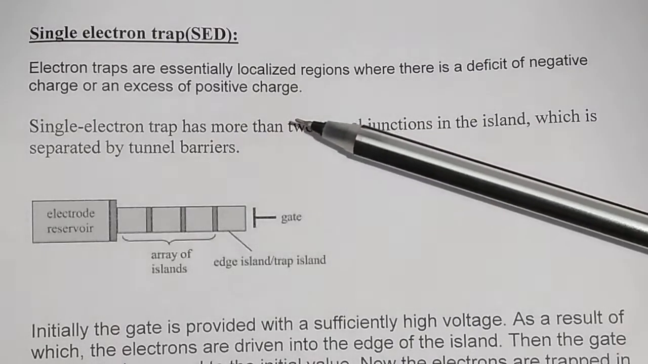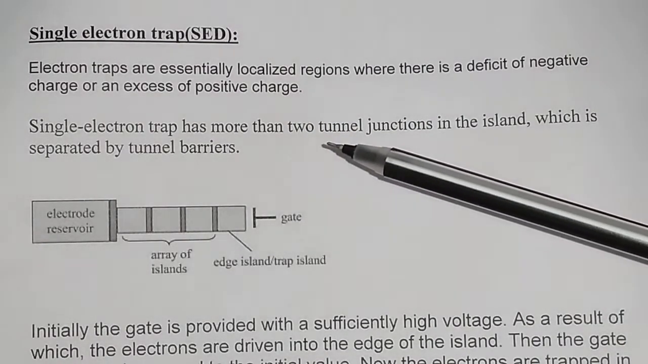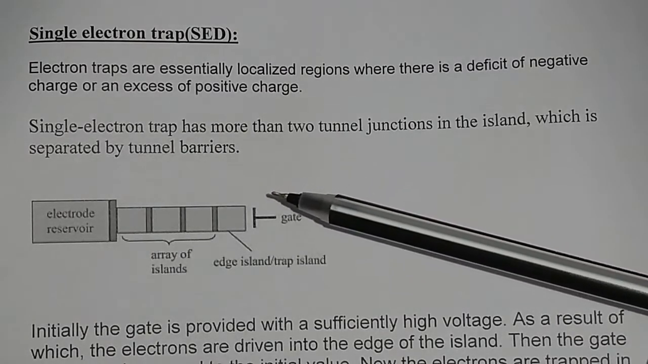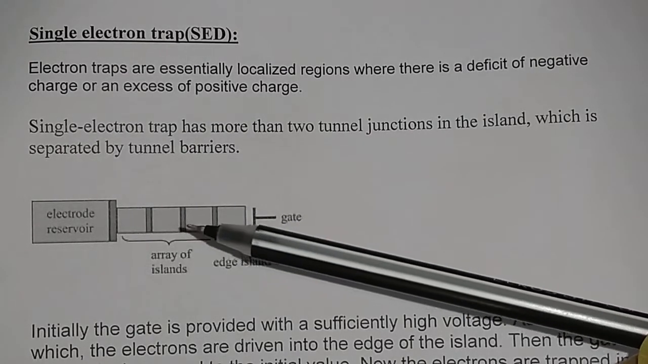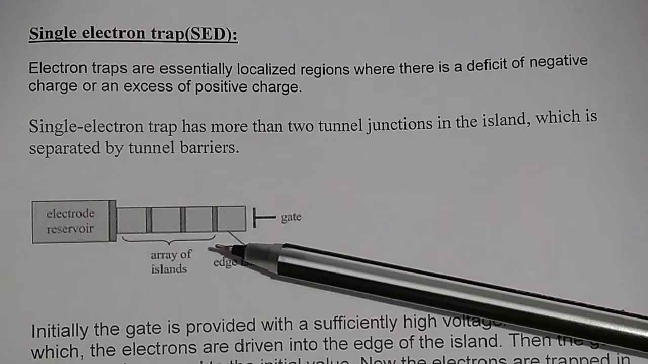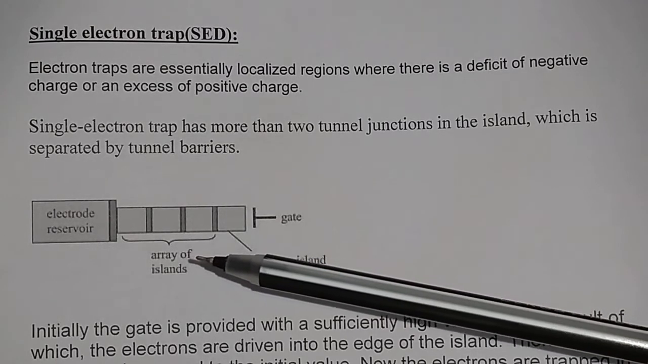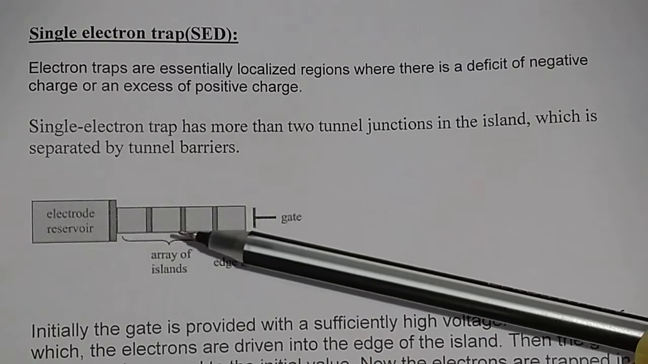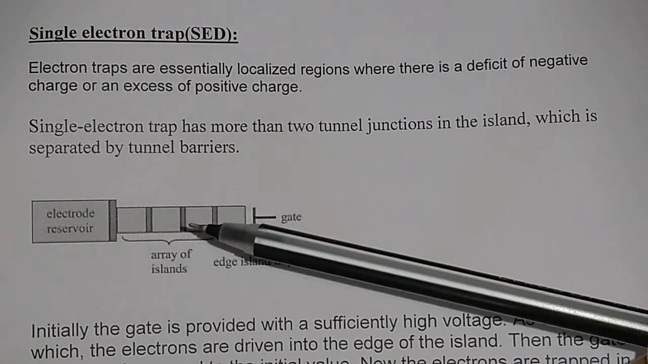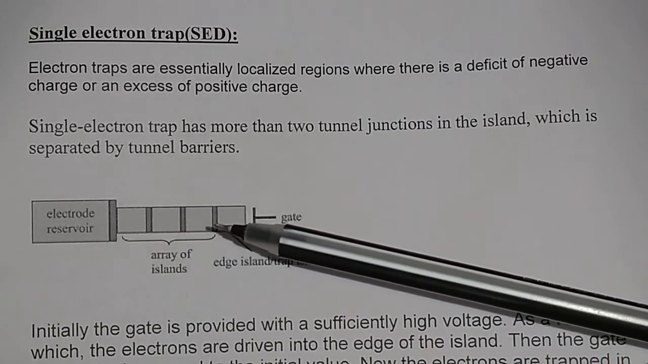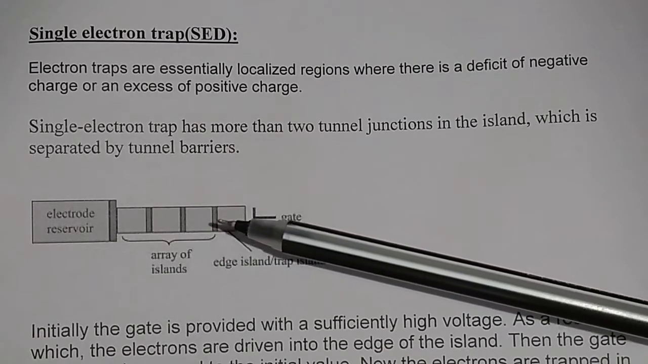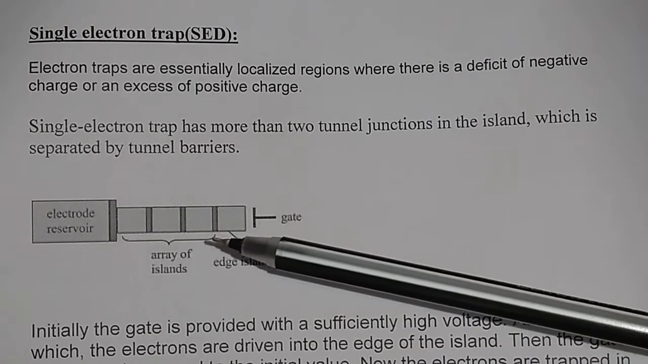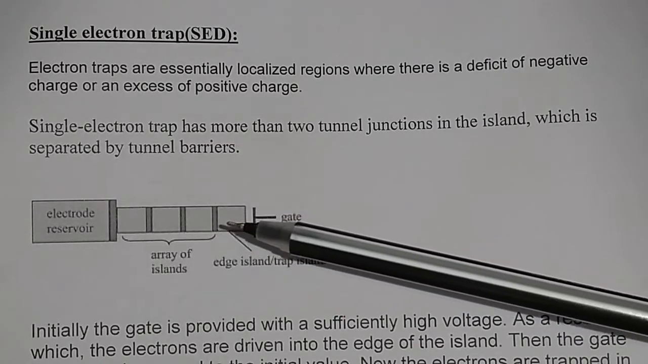Single electron trap has more than two tunnel junctions in the island, which is separated by tunnel barriers. You see, this is a simple single electron trap device, and you have more than two tunnel junctions, and this is the array of islands, and these are the tunnel junctions. So you have more than two tunnel junctions, which are separated by tunnel barriers. You can see you have tunnel barriers.